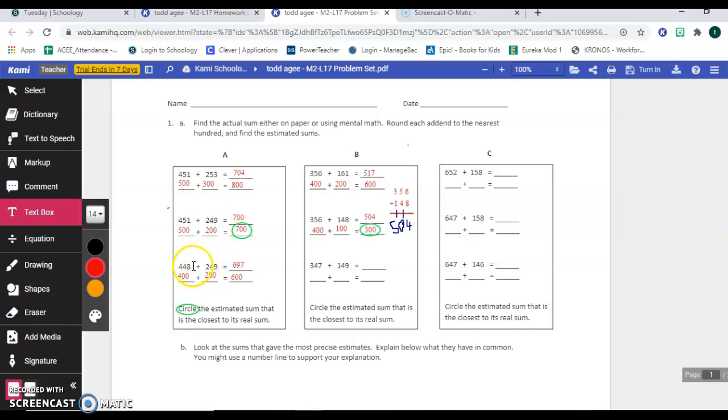And then down here, the third example, both add-ins would, because they're slightly lower than 50, would round down. So you end up with a number that's significantly lower than the actual sum. So the only example that gives you a good estimation is when one of the add-ins is slightly above and the other add-in is slightly below the 50 mark. And it works the same way as you go across.